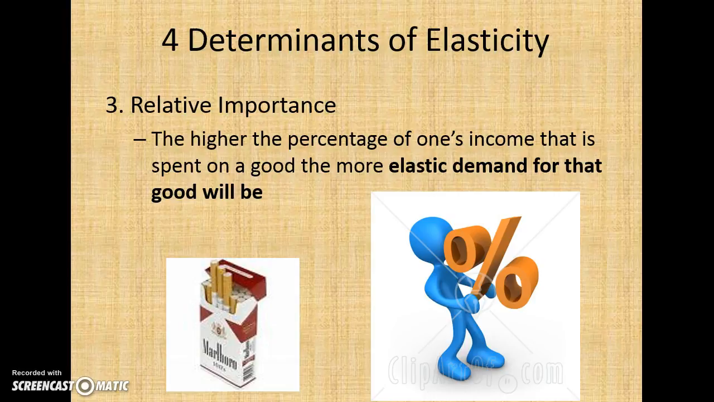Number 3 is relative importance. The more important something is to you, the more inelastic it will be. So the higher the percentage of somebody's income that's spent on a good, the more elastic demand for that good will be.